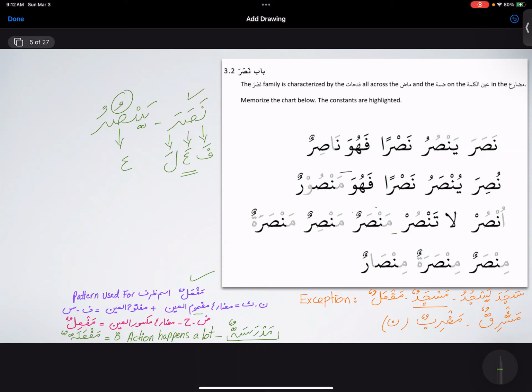And maksur means kasra. Kasra, okay. And they are on the pattern of maf'ul. Maksur is maf'ulun. So when we say madmumul ayn, it means that in the mudari, the ayn kalima is given dhamma. When we say maftuhul ayn, it means that the ayn kalima is given fatha. Maksurul ayn, the ayn kalima is given kasra. Right? That's it. Jazakallah khair.